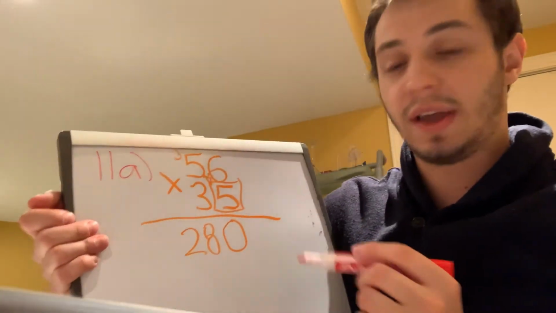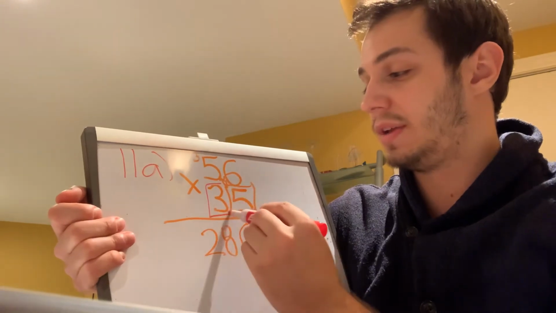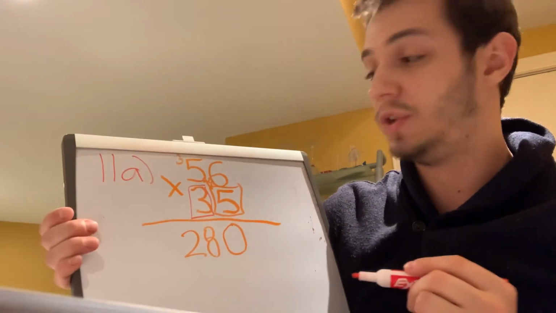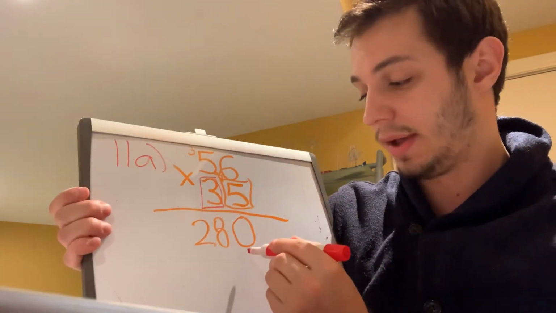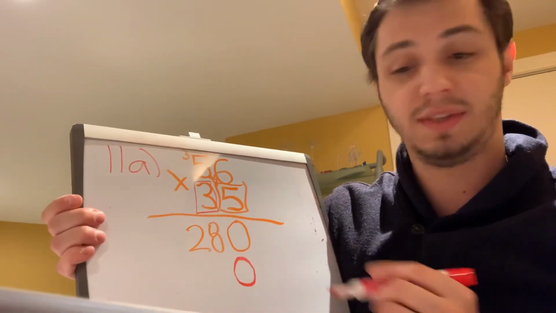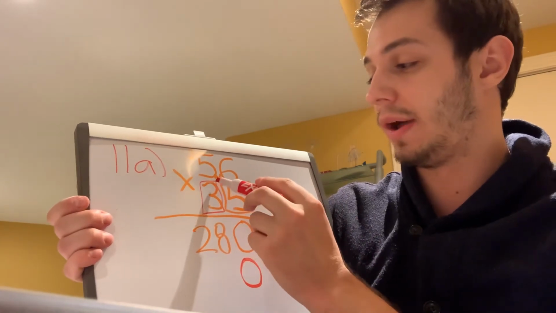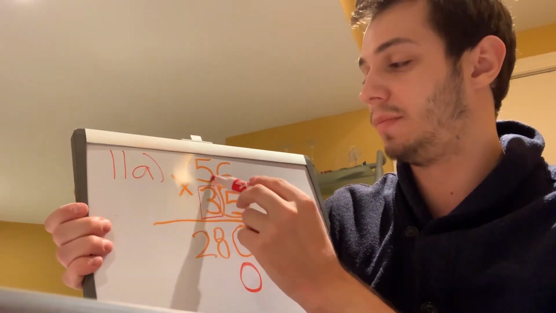Now I'm going to look at the 3. This 3 is in the tens category, which means it's not really a 3 but a 30. So to represent that, I'm going to start with a 0. Now I'm going to multiply the 3 with the two top numbers.